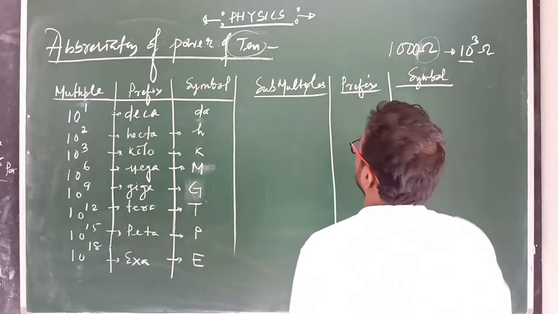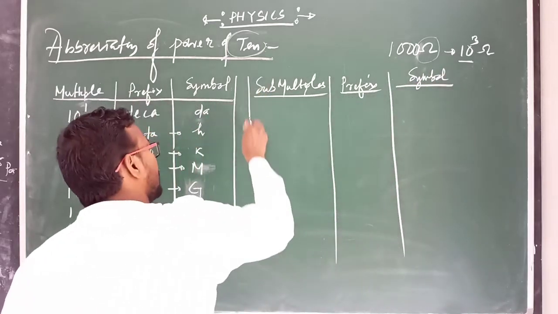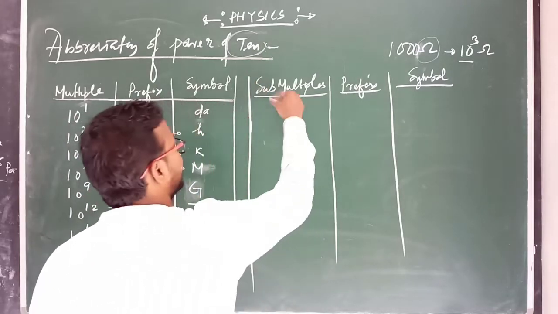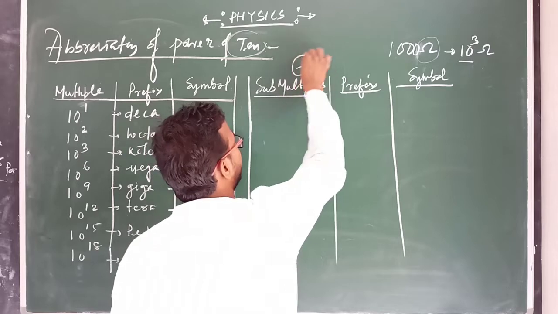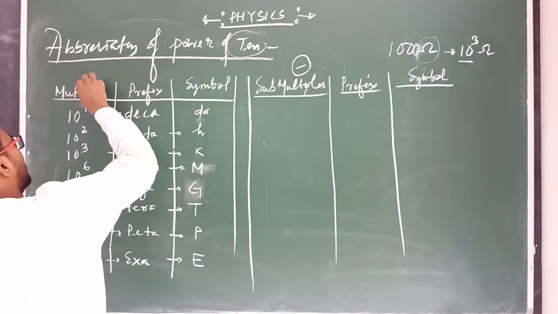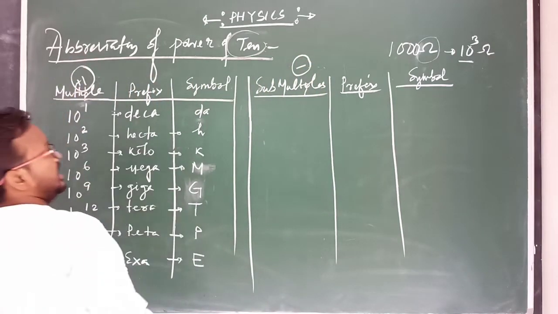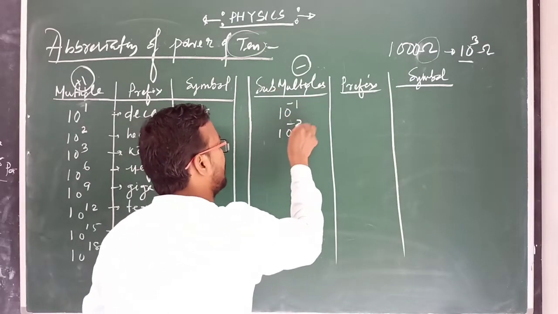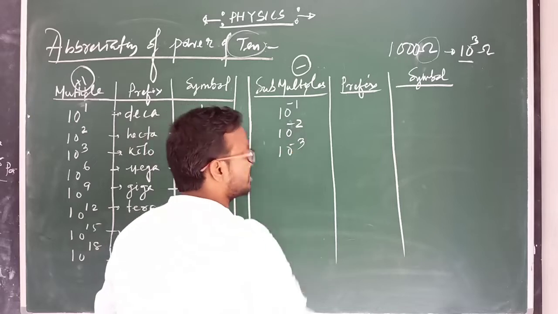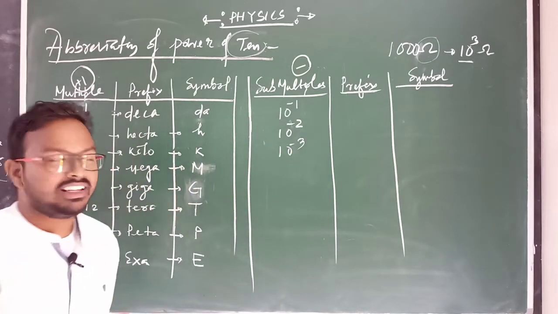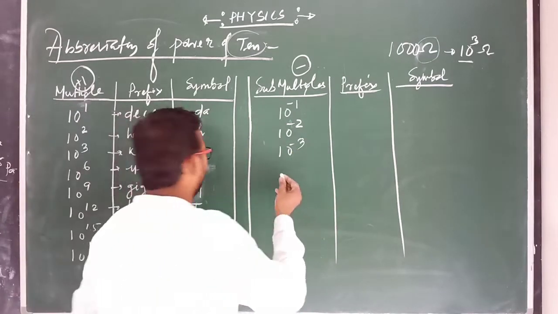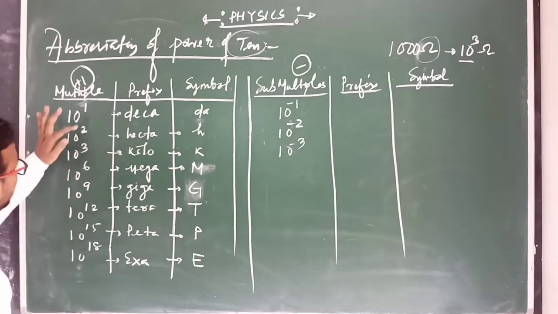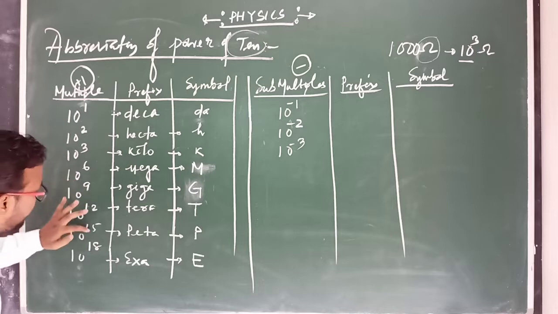Clear? So first we have to write here the submultiple, which is a negative sign. Here we have to use negative, and here we have to use the power of 10, which is a positive quantity. So here first we have to write -1, and then -2, and then -3. Then you have to raise the power by increasing 3, 3, 3, and the same thing here, only positive quantity: plus 1, 2, 3, 4, 5, 6, 1, 2, 3, 6, 9, 12, 15, 18.